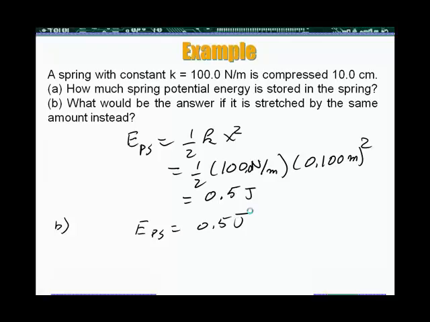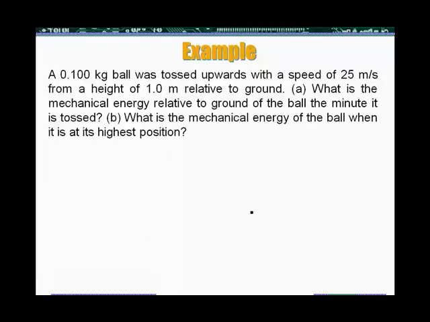Okay, now let's work this other example. We have a 0.1 kilogram mass that was tossed upwards with a speed of 25 meters per second from a height of 1 meter relative to ground. So it is tossed up from a height of 1 meter relative to the ground. What is the mechanical energy relative to the ground of the ball the minute it is tossed?